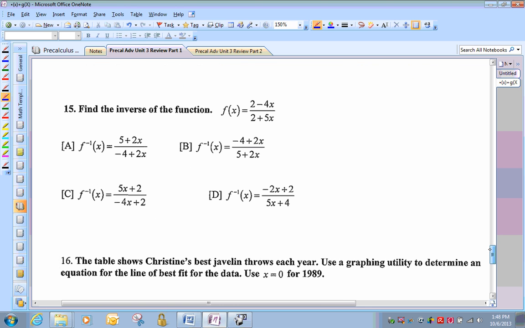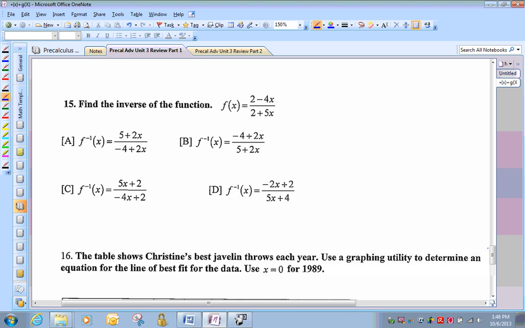All right, let's go on. I think we have 2 more problems. All right, find the inverse of this function. These are a little tricky, so I want you to pay really close attention algebraically to what we're going to do.